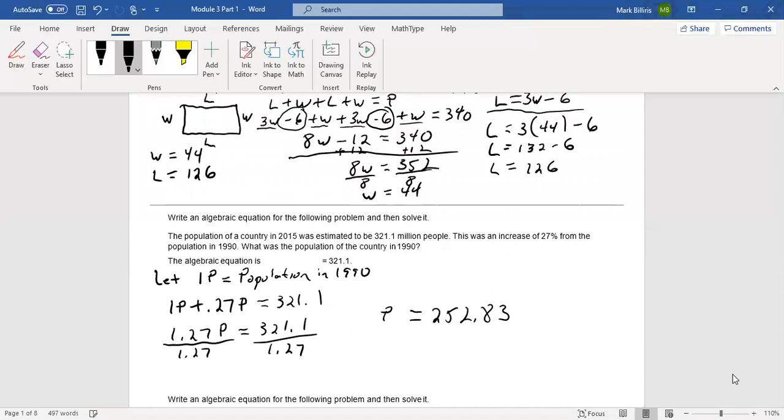252.83. Just pay attention to how many places they want you to round to. If they want you to round to the hundredths, this would be our answer. If they wanted us to round to tenths, it would just be 252.8.